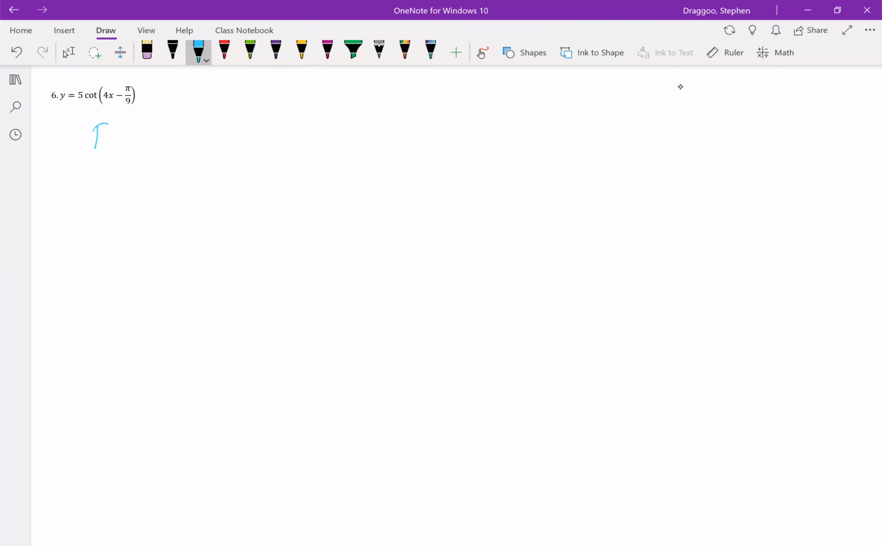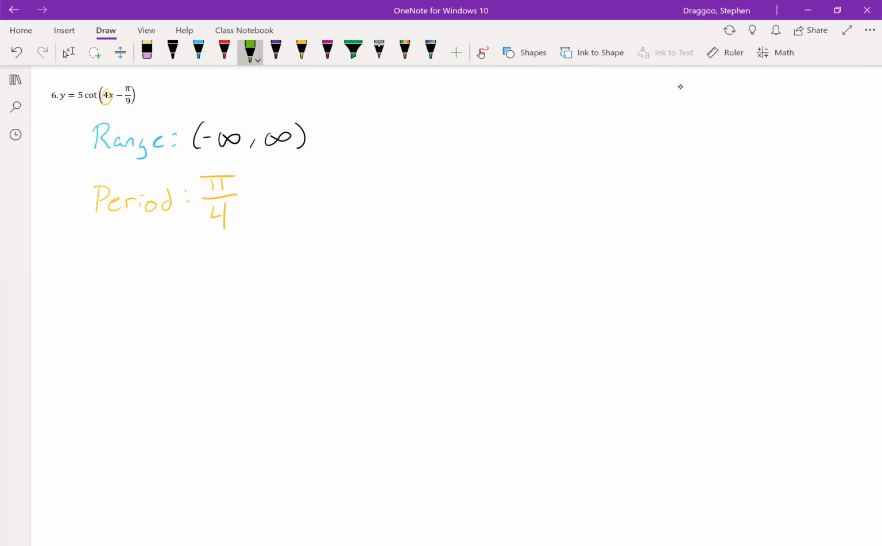And for cotangent, the range is all real numbers, just as it is for tangent. The period of cotangent is also pi over b. So just regular pi, not 2 pi, because again, tangent and cotangent both have a base period of 1 pi.